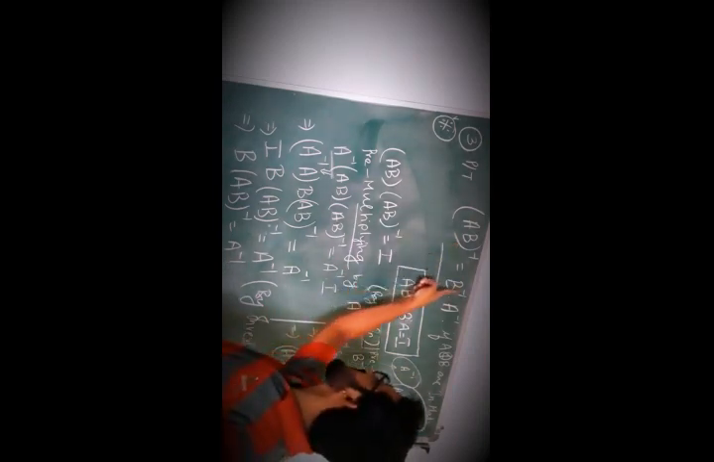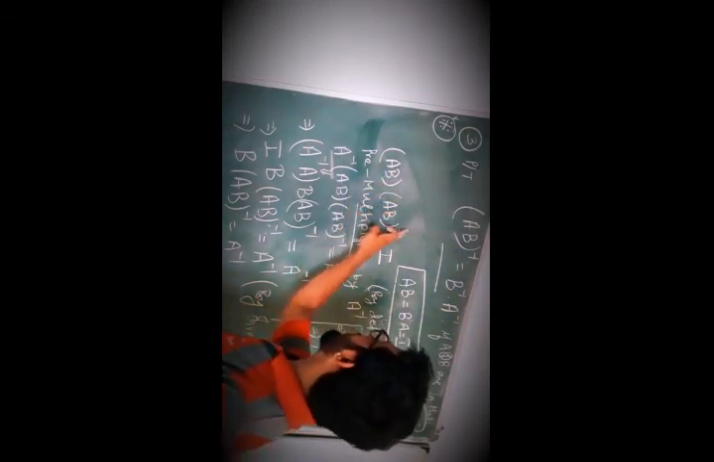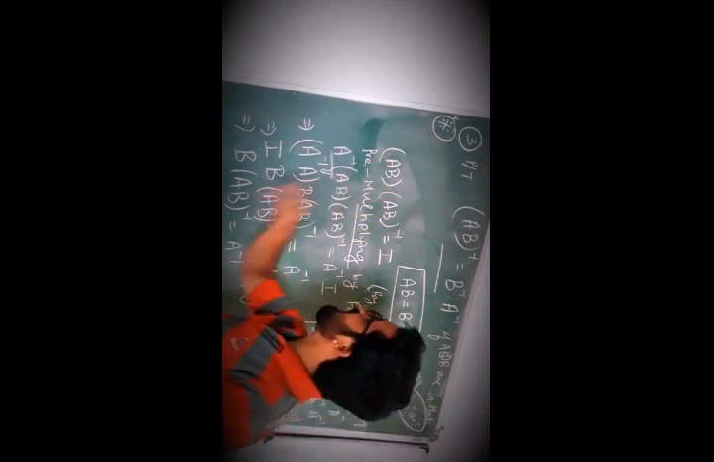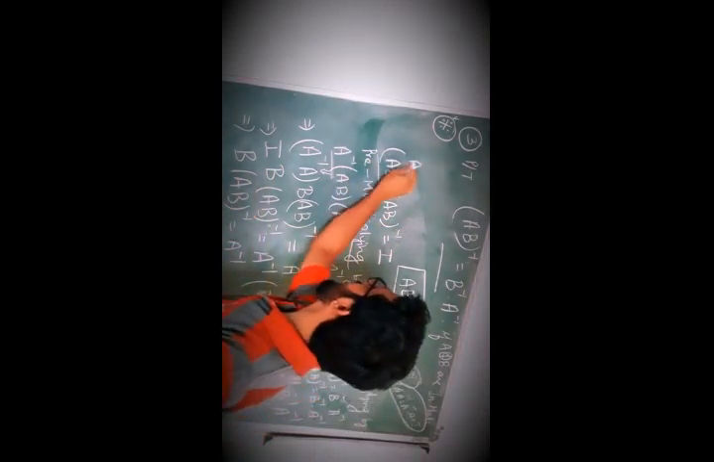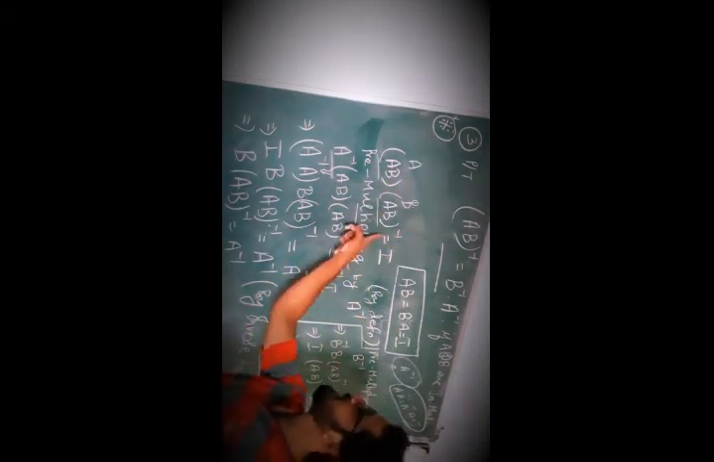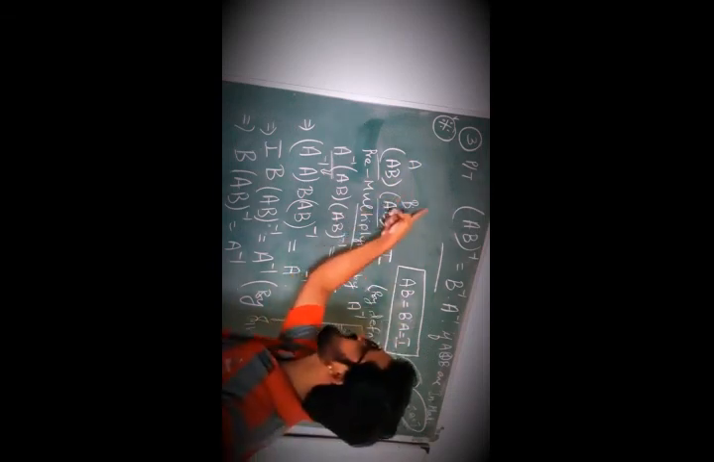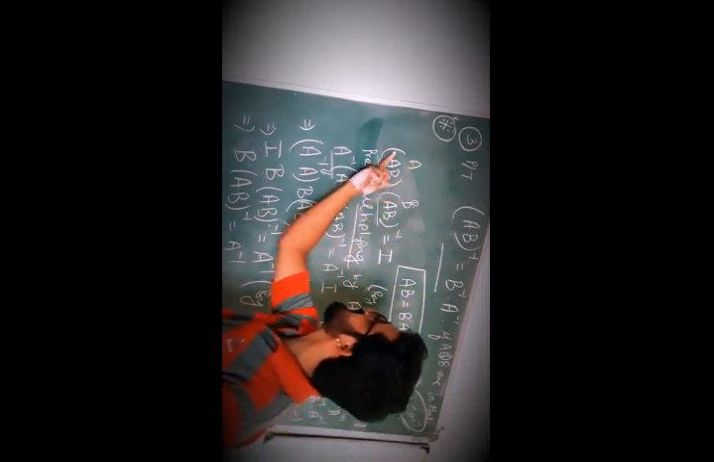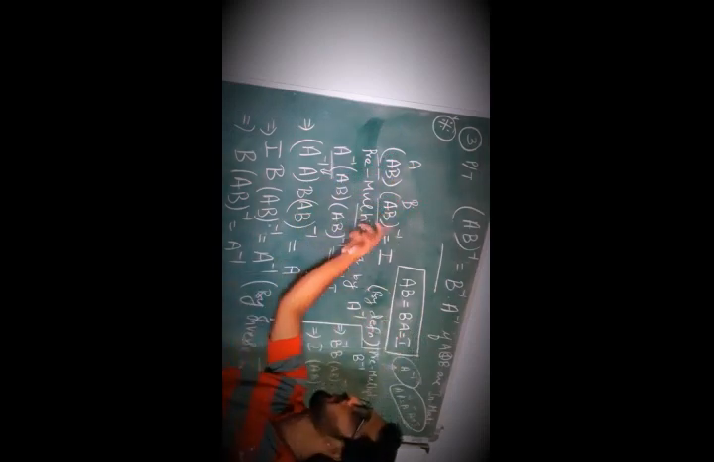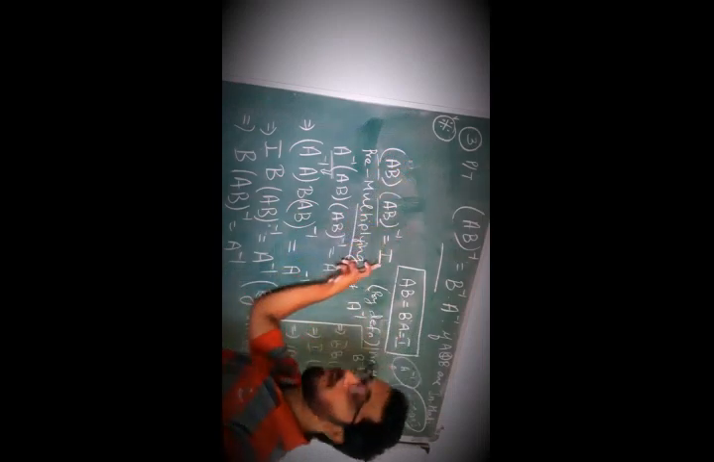AB the whole inverse is equal to B inverse A inverse. By the definition, AB into AB the whole inverse is equal to I. That means in place of AB, consider this is A and this is B. AB is equal to I. Yes or no? AB is equal to I, where B is nothing but inverse of A. AB into AB the whole inverse is equal to I.